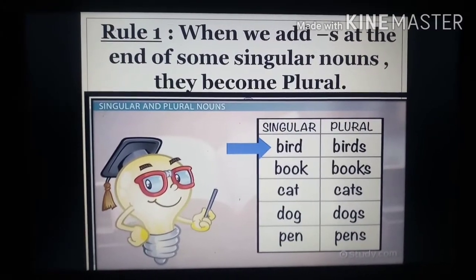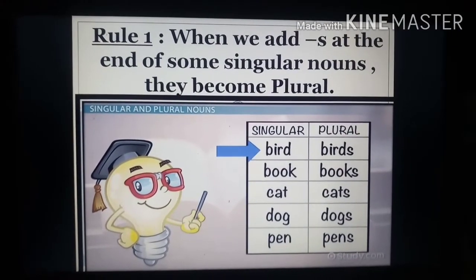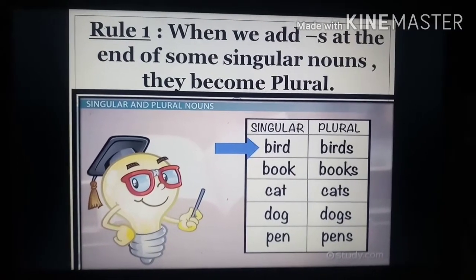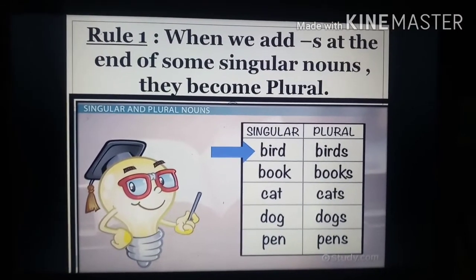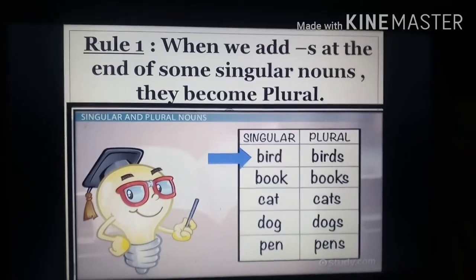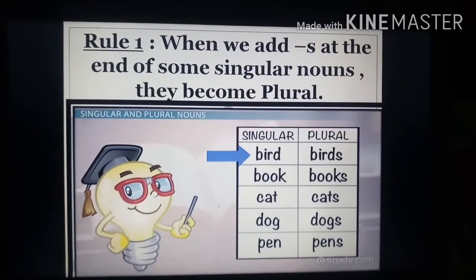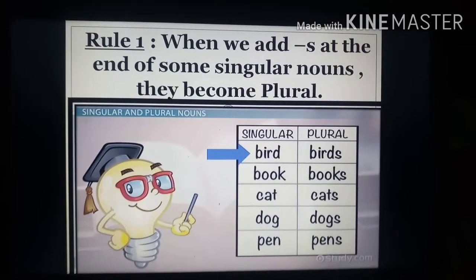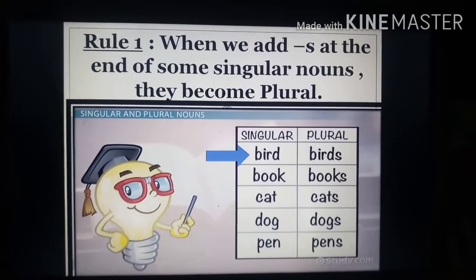Now, we will know about rules for how we can make plurals. So, the first rule says when we add s at the end of some singular nouns, they become plural. See, bird, birds, book, books, cat, cats, dog, dogs, and pen, pens. So, when we add s at the end of some singular nouns, they become plural.